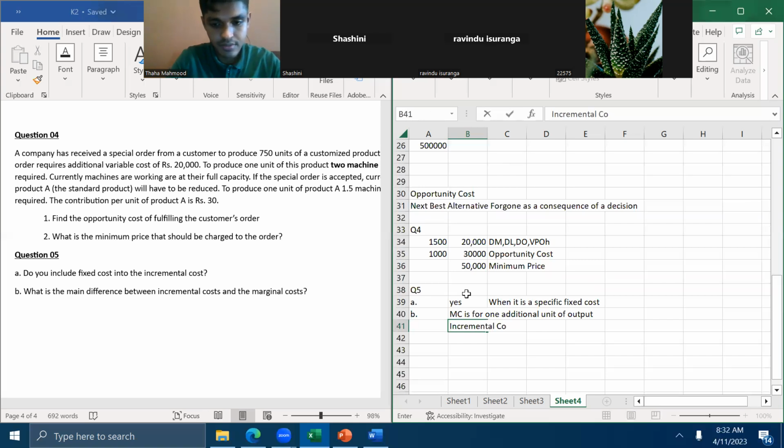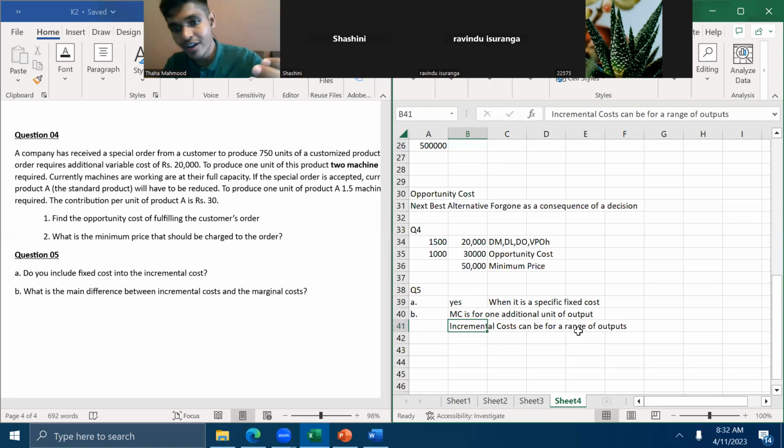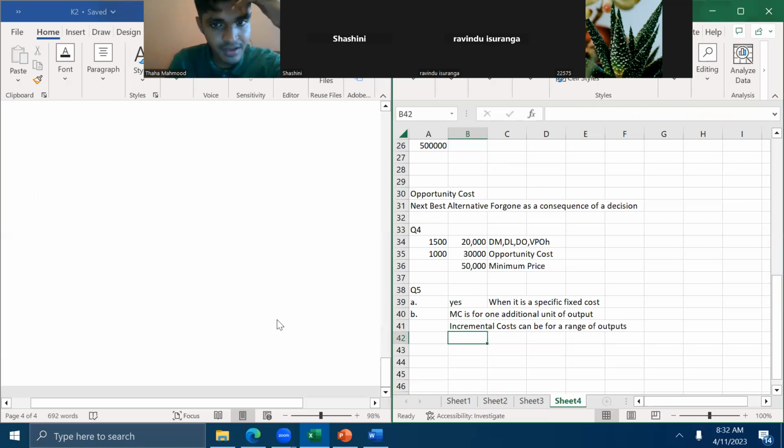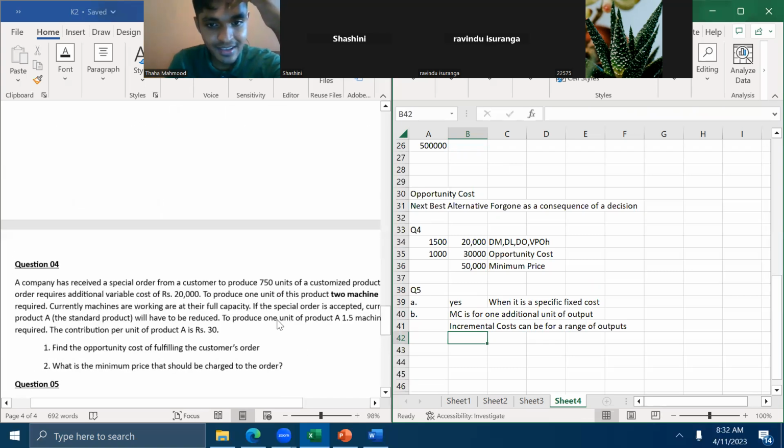Incremental cost can be for a group of output, or let's say a range of outputs. Alright, this is the difference between incremental cost and marginal cost. That's all we have from this lesson.